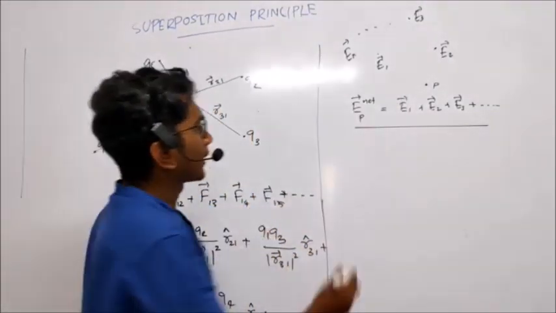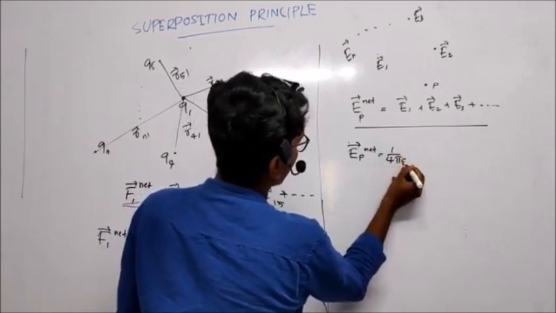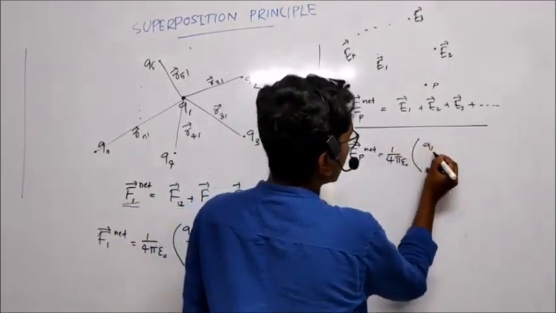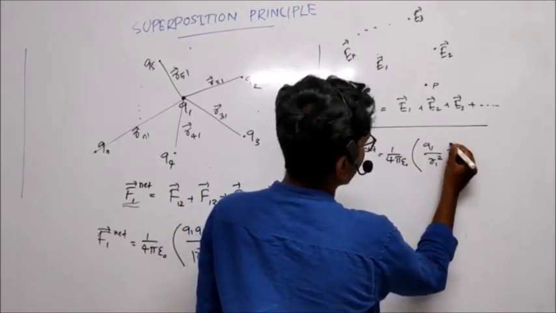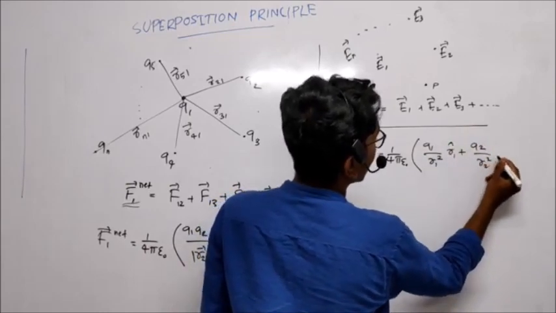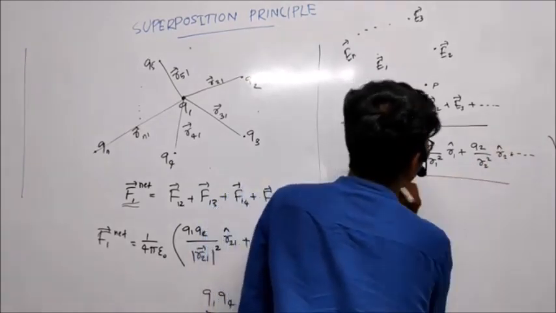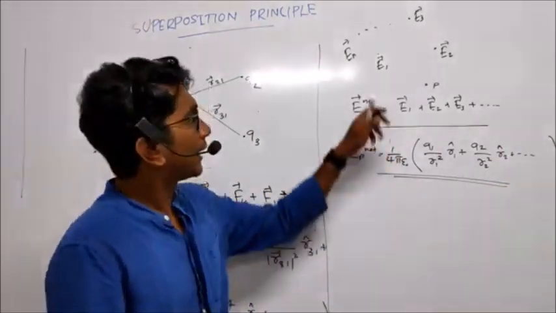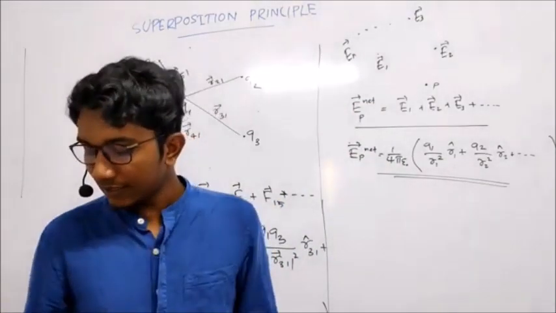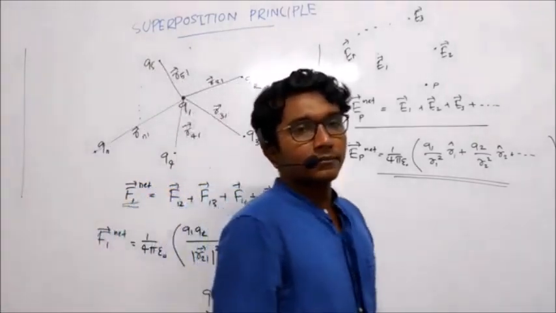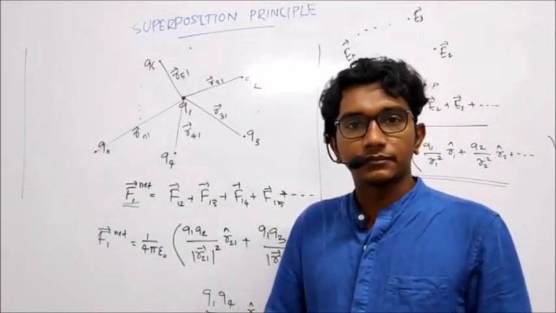I think you have got it. You can write EP net is equal to 1 upon 4 pi epsilon 0 into Q1 by R1 squared, R1 cap, plus Q2 by R2 squared, R2 cap, plus and so on. So this is the electric field. This is the superposition principle, and here it is the combined or net electric field. So this is the total electric field. Okay, thank you.